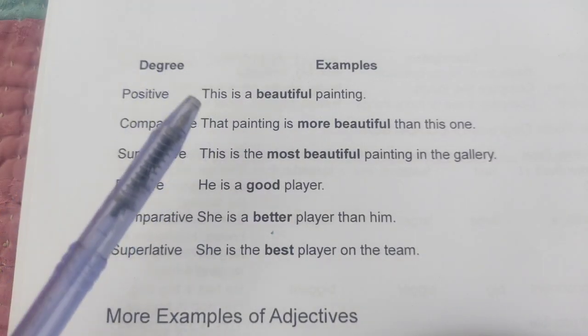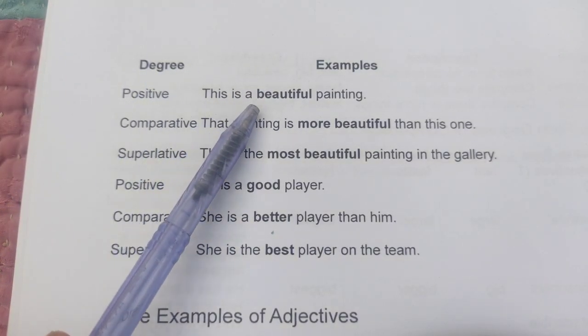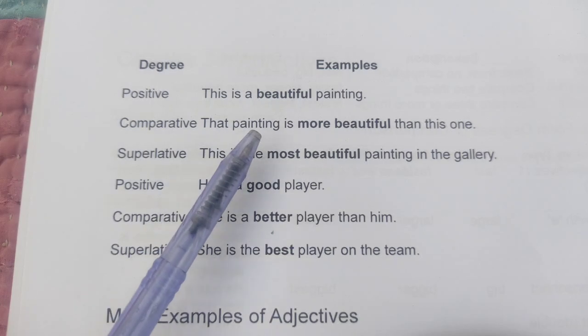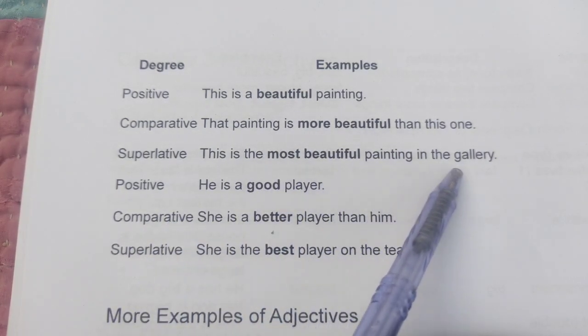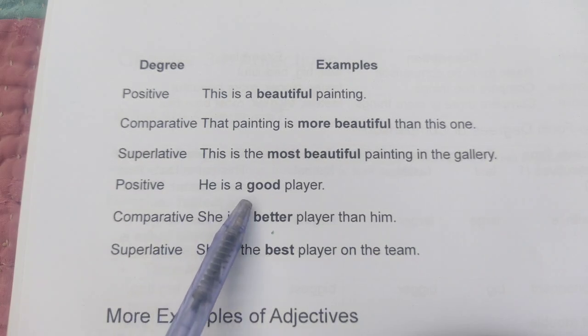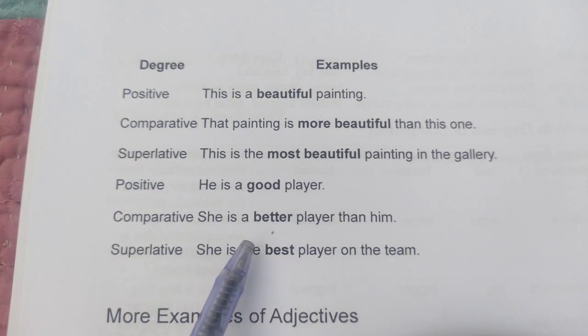Here we have examples. Positive: this is a beautiful painting. Comparative: that painting is more beautiful than this one. Superlative: this is the most beautiful painting in the gallery. Positive: he is a good player. Comparative: she is a better player than him. Superlative: she is the best player on the team.